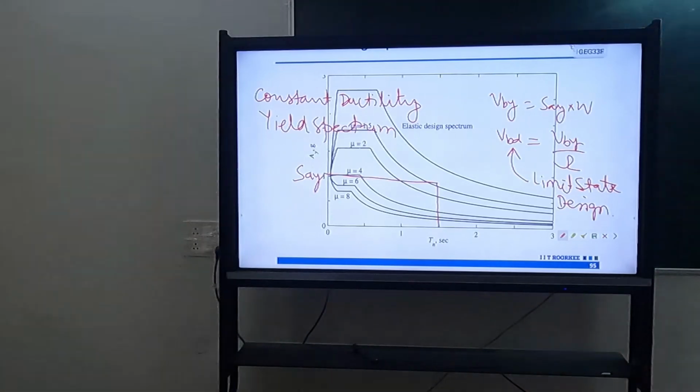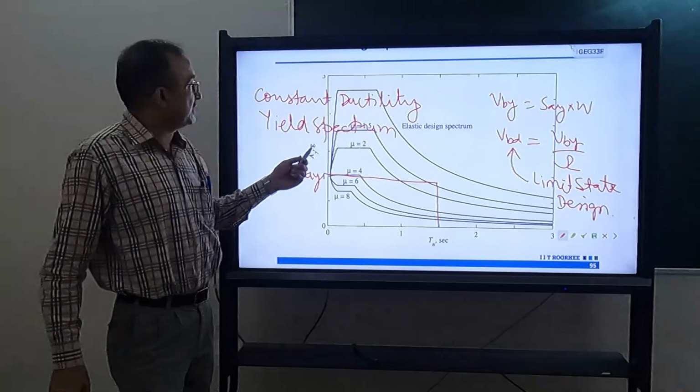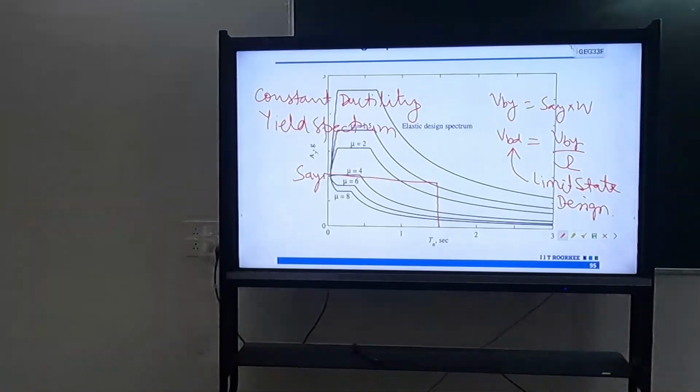So this is a different way of representing earthquake ground motion. What is the response spectrum doing? Response spectrum is representing the earthquake ground motion demand. So the same demand is represented in a different fashion here. And this demand takes into account the ductility capacity available in the structure, or the ductility capacity which you want to utilize.